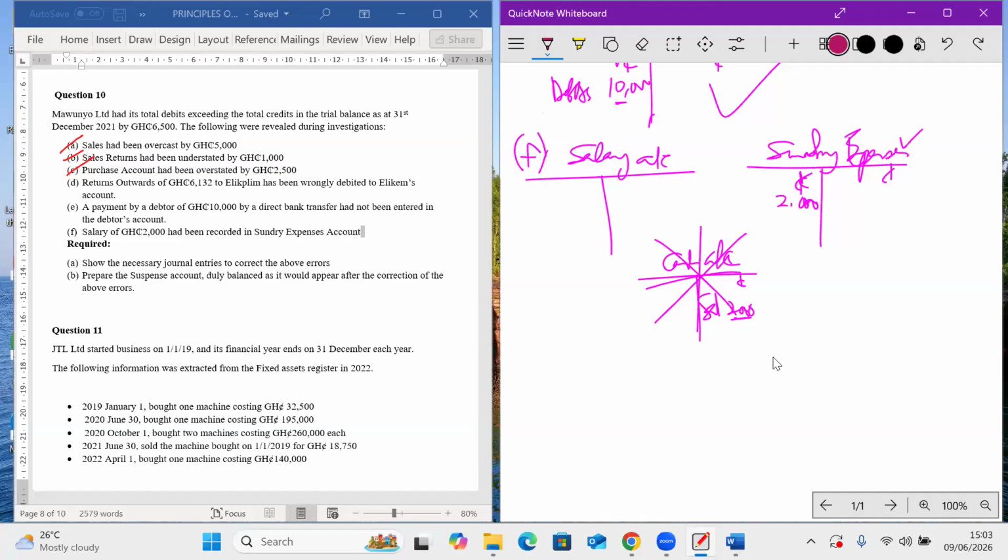So now this error, does it affect or does not affect? It doesn't affect. Yes, does it affect or it doesn't affect? It doesn't affect. Why? Because the credit side and then the credit side of the sundry.